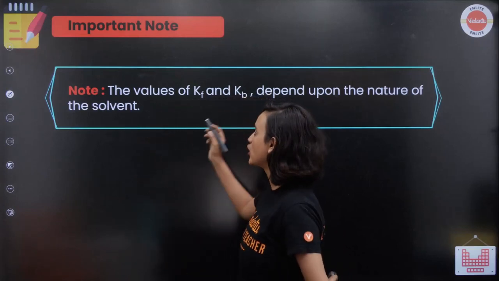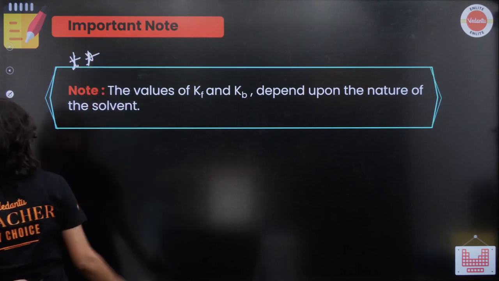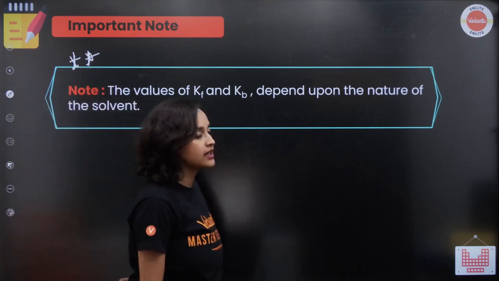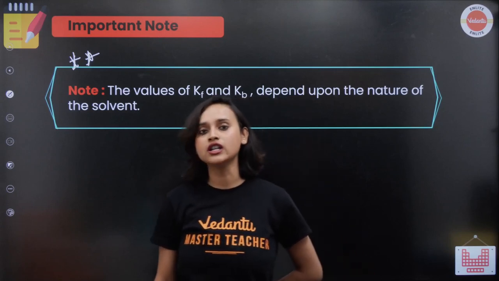This is a very important note, guys. Please do make sure of this. Let me star mark it also. The values of Kf and Kb depend upon the nature of the solvent. They always depend upon the nature of the solvent.